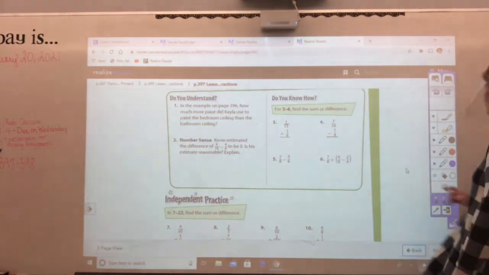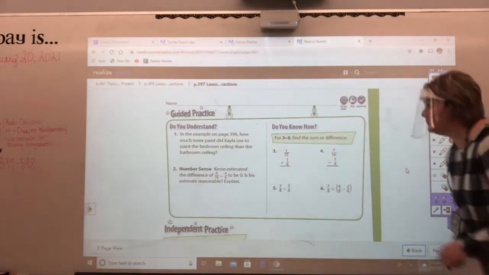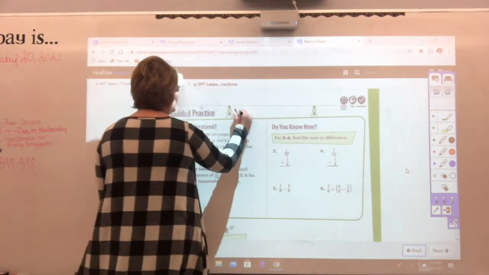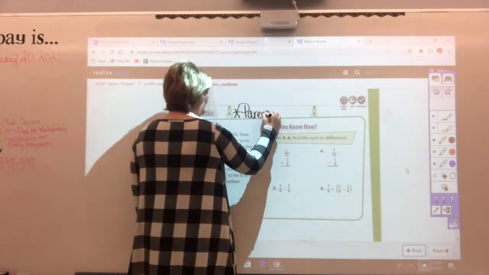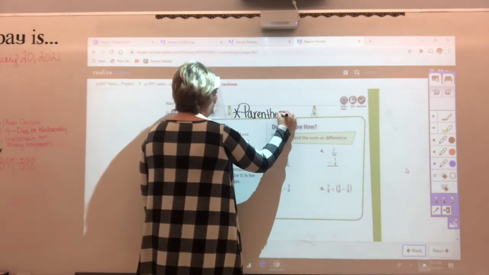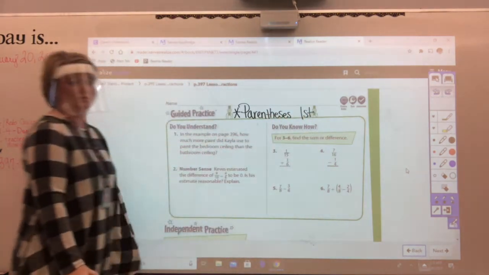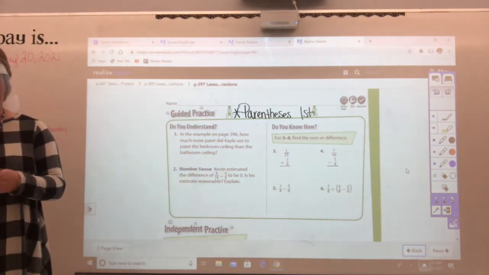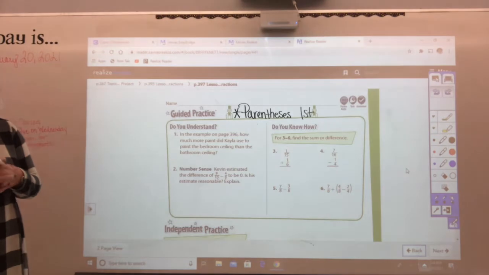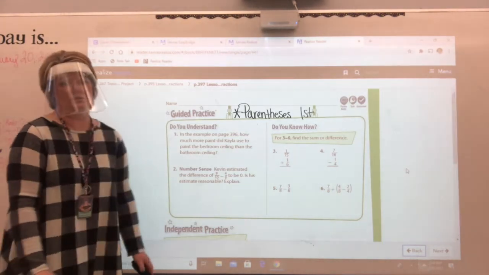So at the top of your page, I want you to write yourself a note. And here's your note at the top of the page. Put a star. Parentheses go first. These are your important notes today. Parentheses go first.